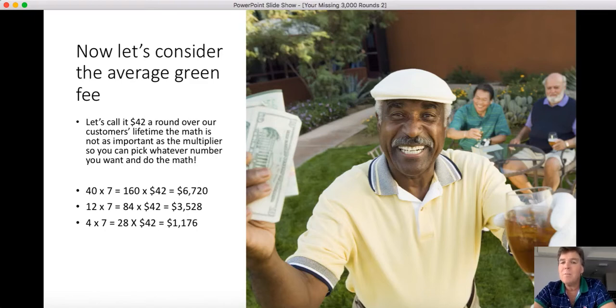But 40 times 7 equals 160 times 42 means that the lifetime value of an avid player who stays 7 years is $6,720. The average value of a casual player who plays 12 times a year times 7 years equals $3,528, whereas an occasional player who just plays 4 times a year over a 7-year period results in $1,176. So you can see there's a huge difference in income depending on what type of customers you acquire.